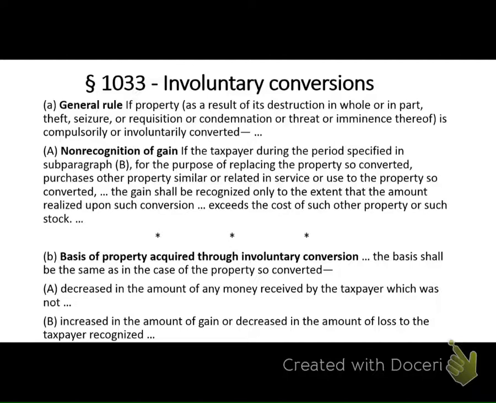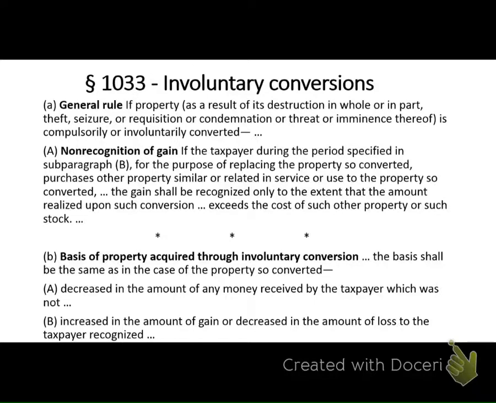But if you fall under 1033 involuntary conversions, this provision allows that if you reinvest that money, if you take that $500,000 and you reinvest it into property that's similar or related in service or use to the property that was burned down, in this case, that house, then you only recognize gain to the extent the amount realized exceeds the cost of such other property or such stock. Okay, so what does that mean? That last bit?